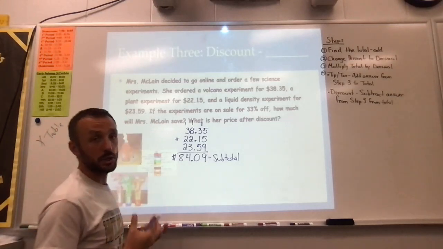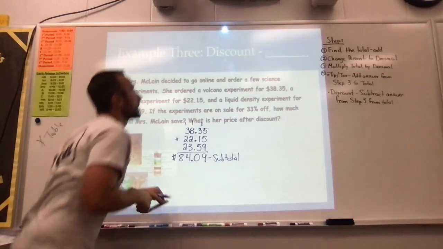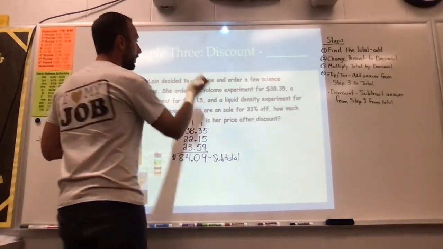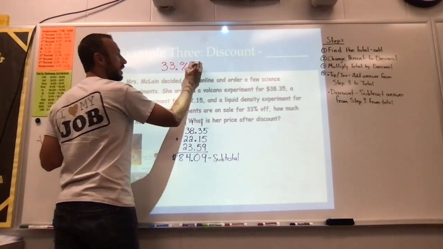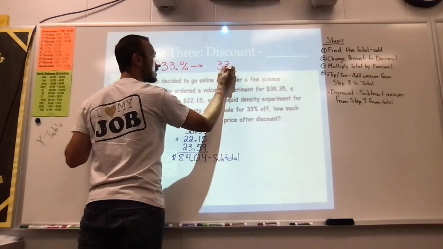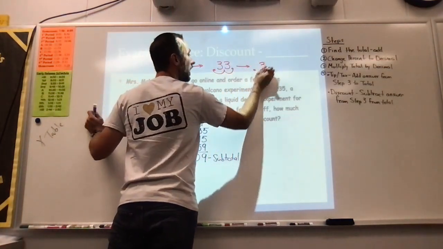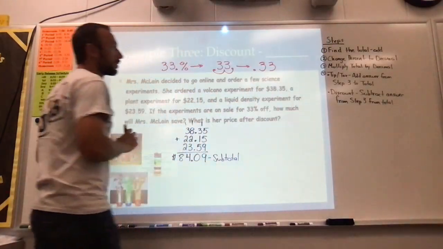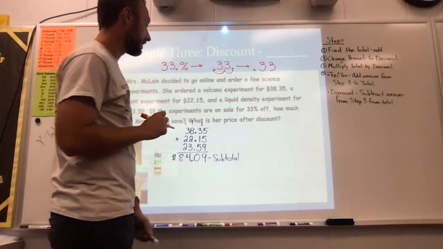But she has a coupon. That's good, a discount. And so she gets to save some money because it's on sale. So 33% is the same as 33%. And to change a percent to a decimal, I take that decimal and I move it 2 places to the left. So the percent represented as a decimal would be 0.33. We always just take that decimal and move it 2 places to the left.